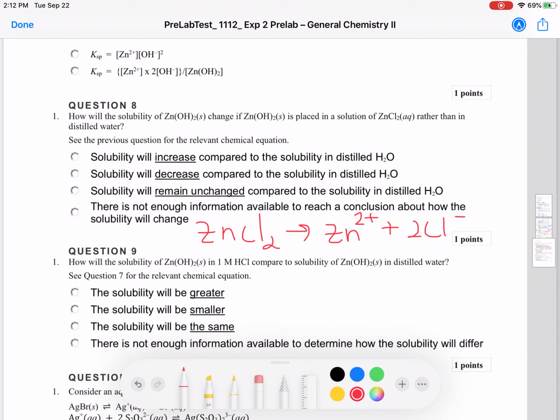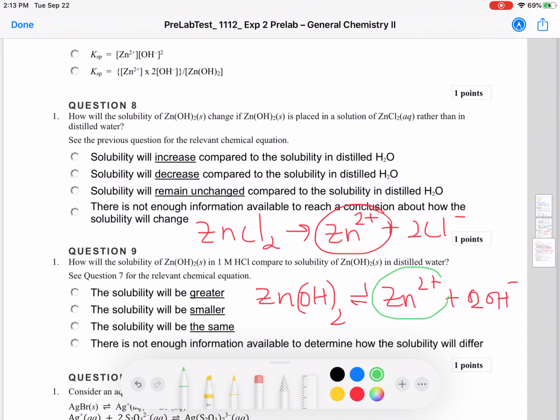So zinc hydroxide, we're going to look at what is going to happen to that solubility. Zinc hydroxide will dissociate to give you zinc ions and hydroxide ions. Now this is the equilibrium we are looking at, and you add zinc chloride. By adding zinc chloride, you are adding zinc ions to the solution, meaning you are making more of one of the products. So as you increase the product, what's going to happen? Then it will decrease the solubility of zinc hydroxide, right?